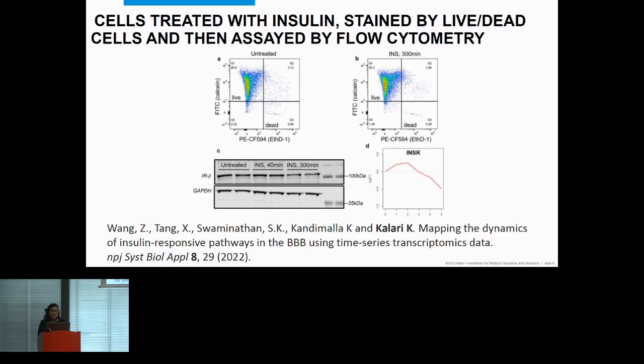Then we did a time-dependent experiment where we were looking at the Western blot data, and then we tried to see if the IR beta expression changes. We saw that as time increases, up to 300 minutes, the insulin receptor goes down. We did that in the Western blot. We also saw that in the gene expression as well.